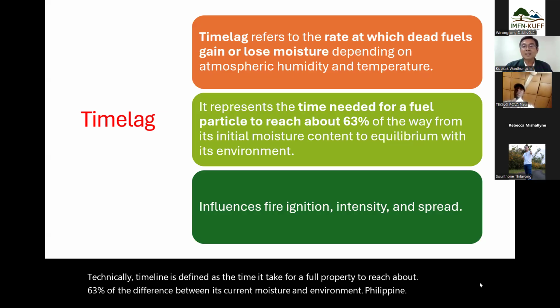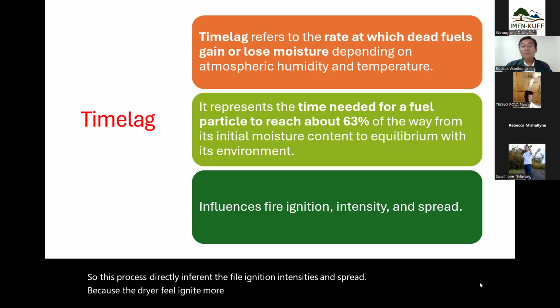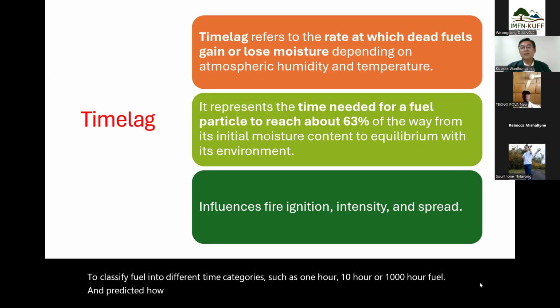This process directly influences fire ignition, intensity, and spread, because drier fuel ignites more easily and burns more intensely. So understanding the time lag helps us to classify fuel into different time categories, such as 1-hour, 10-hour, 100-hour, or 1,000-hour fuel, and predict how quickly they will respond to changing weather.